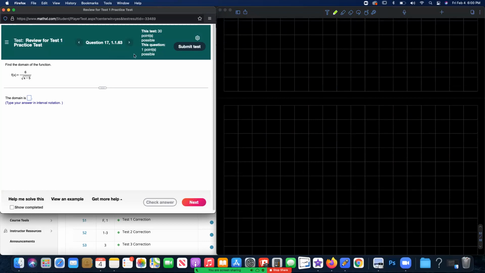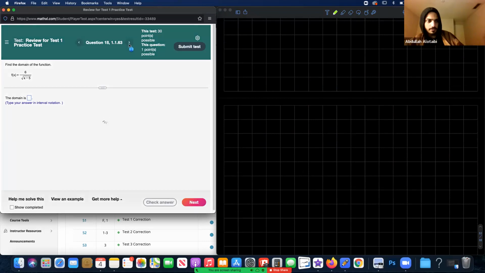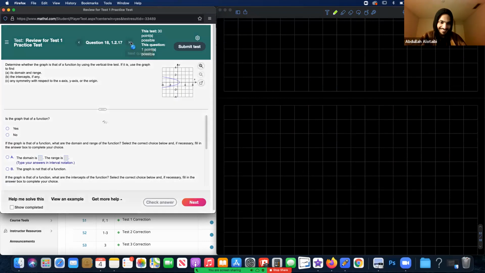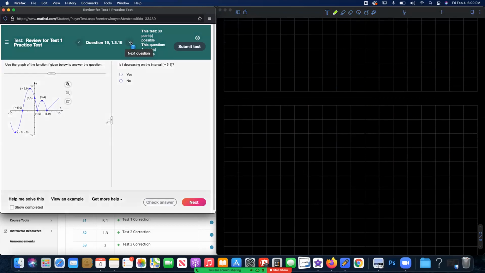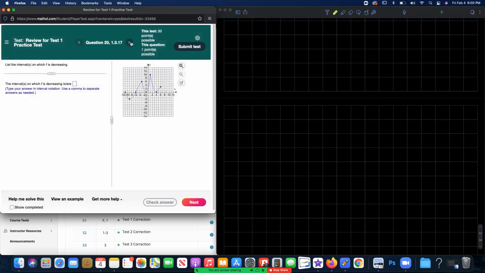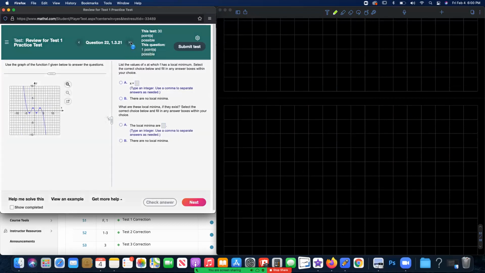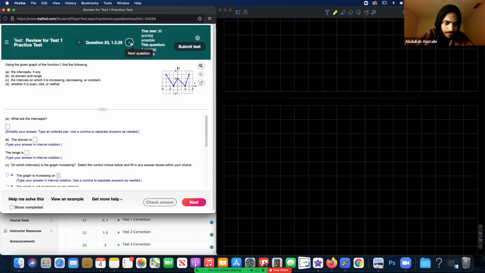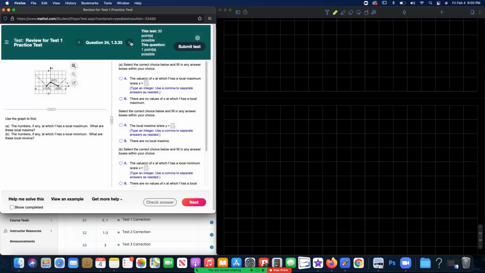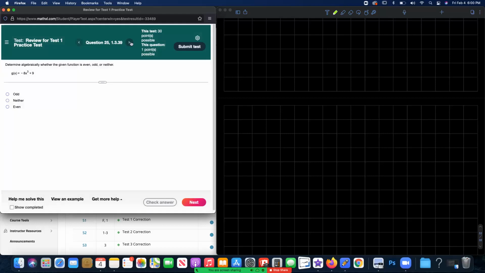Okay, let me see if I can find one. I'm here to answer, try to figure out how to do it. So local max and min, those are easy. Intercepts, looking at the graph, good. All right, okay, here we go. Odd, even, or neither. This should be odd.